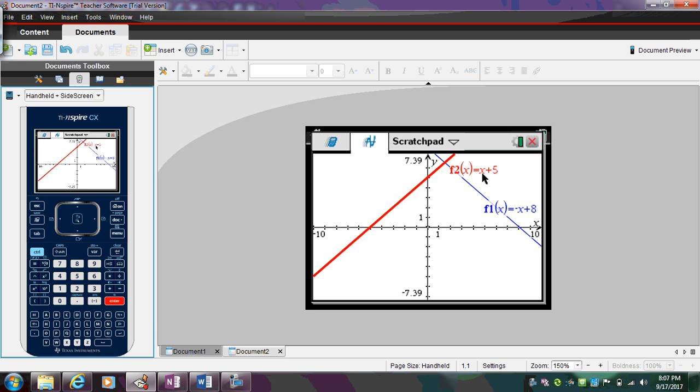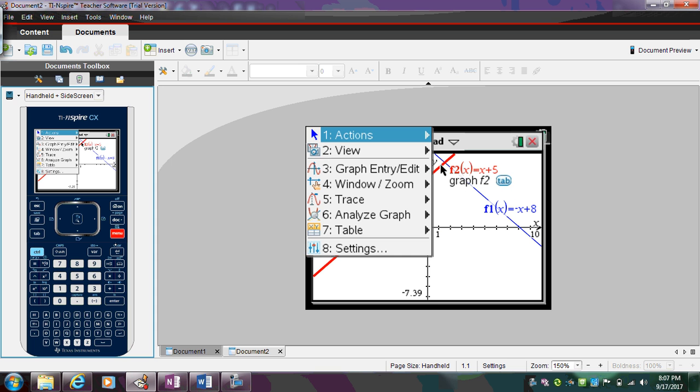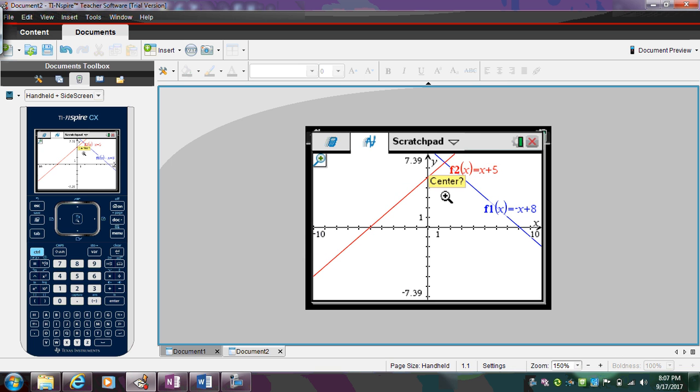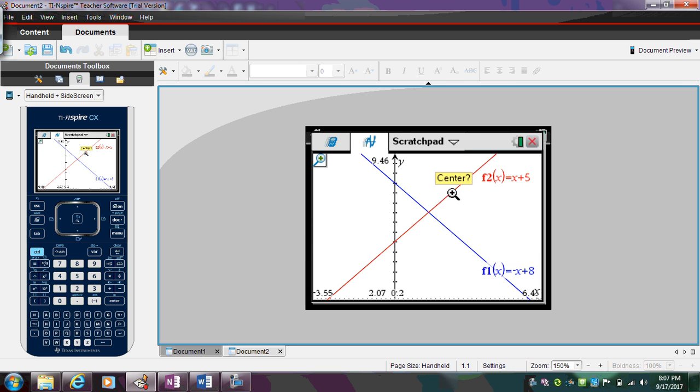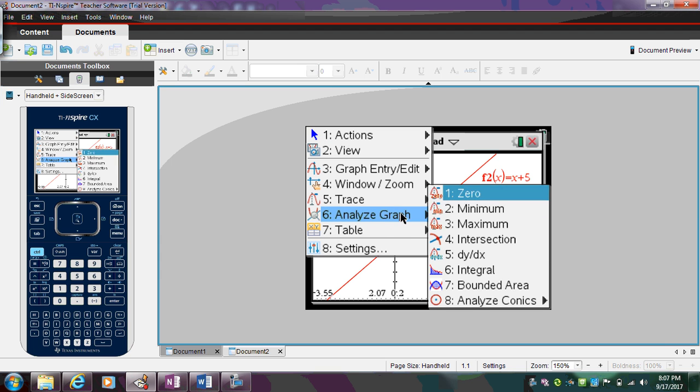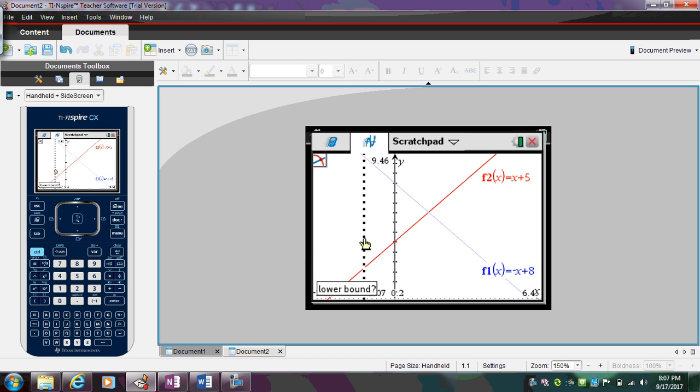And then I'm going to move this so I can see the intersection a little bit better. So I'm going to go to Window, Zoom. If you go to Zoom In, and then your center is right here, that allows you to get a better view of the intersection. Then what we want to do is find the intersection. So it's Menu, and then Analyze Graph, because anytime you want information from the graph, most likely it's under Analyze Graph, and then go to your intersection. So your left side, and then just shade over until you see the intersection.